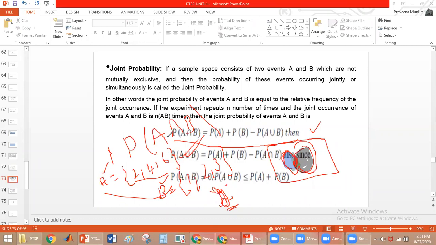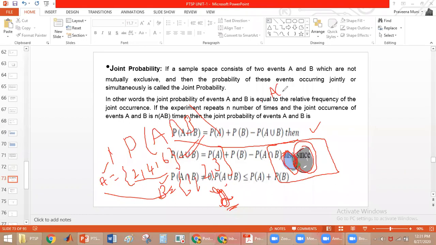So it is also defined like this. Joint probability of events A and B is equal to the relative frequency of joint occurrence. So we have to find out what is the relative frequency of joint occurrence. If the experiment is repeated, what is the relative frequency?